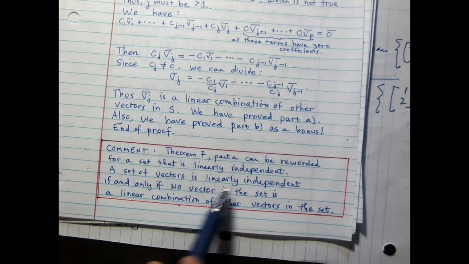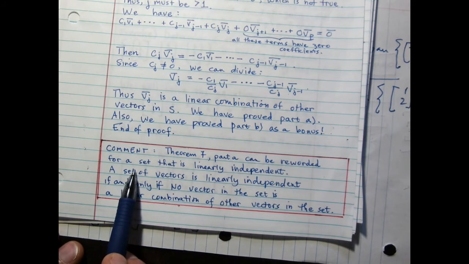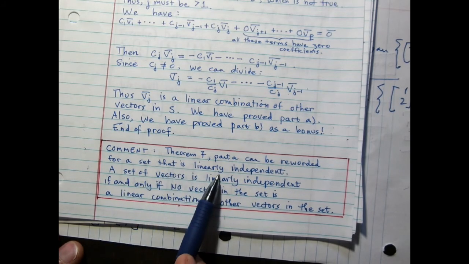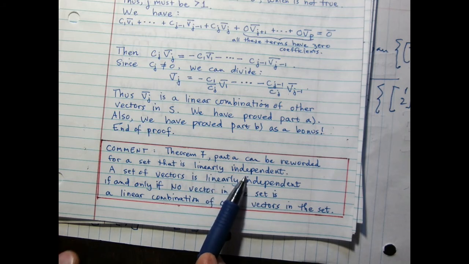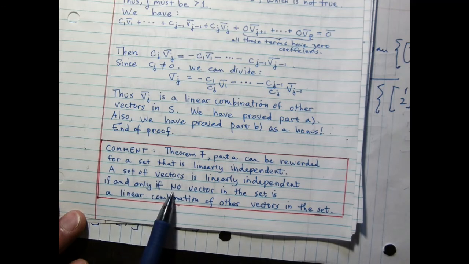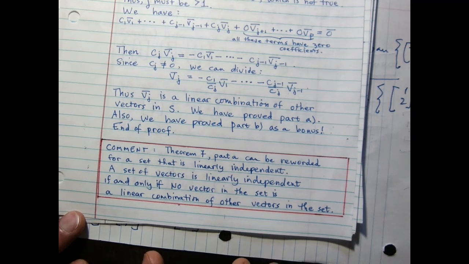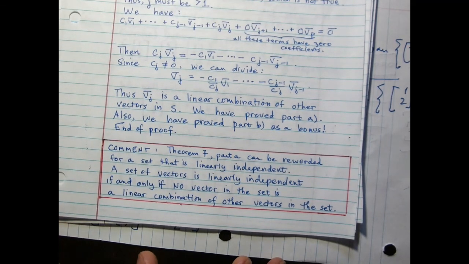But this comment is really important right now. Theorem 7 Part A can be reworded for a set that is linearly independent. A set of vectors is linearly independent if and only if no vector in the set is a linear combination of the other vectors in the set. That's a real nice way of thinking of what linear independence means. And that's the end of this segment.